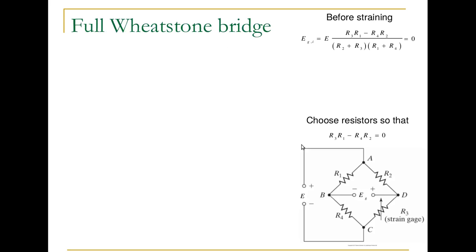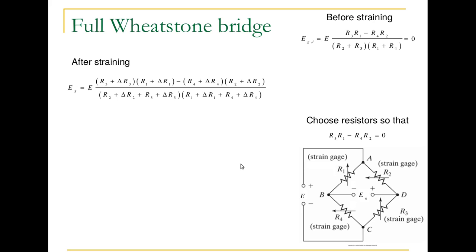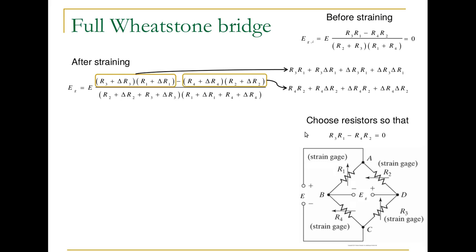Another configuration for a Wheatstone bridge is called a full Wheatstone bridge, and in that case we're using a strain gauge at every leg of the Wheatstone bridge. So in this case we can get better sensitivity for our change in voltage with respect to change in strain. And here is the expression for measured voltage after straining, where we've had a change in resistance from all the strain gauges. And we're going to choose the resistors so that it's initially balanced.